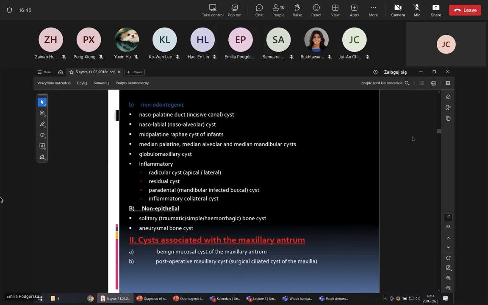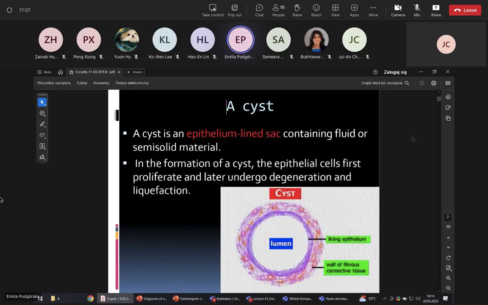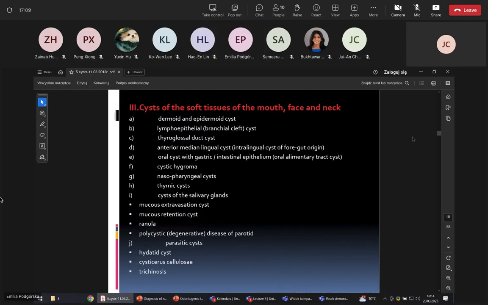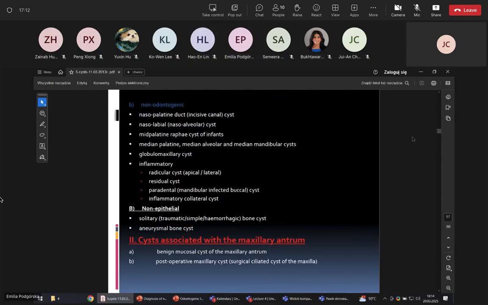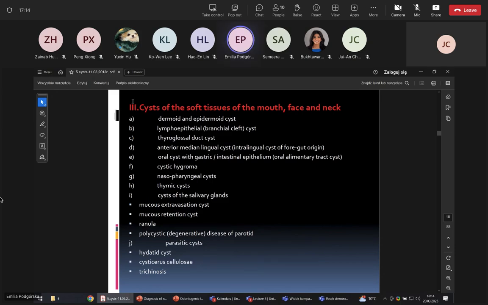Non-epithelial: solitary, traumatic, simple hemorrhagic bone cyst, and aneurysmal bone cyst. Cysts associated with the maxillary antrum: benign mucosal cyst of the maxillary antrum, and post-operative maxillary cyst. And the third, cysts of the soft tissues of the mouth, face, and neck.